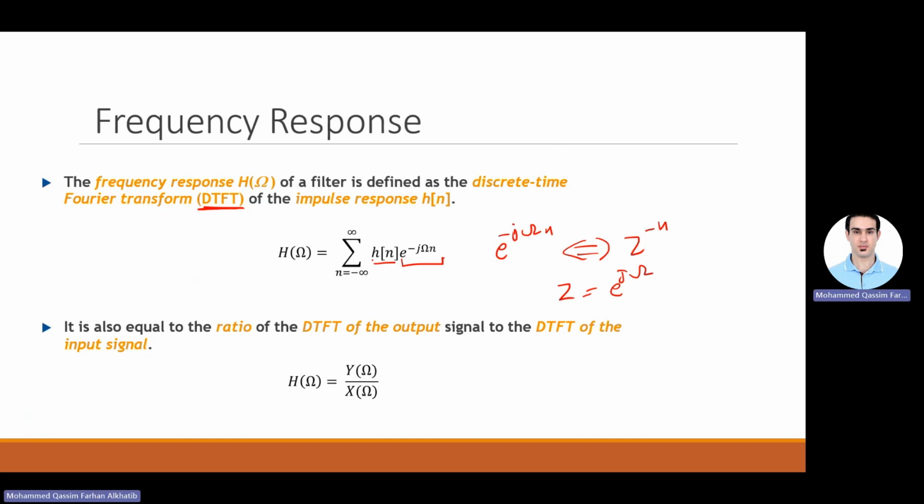So basically the frequency response is the Z transform, but instead of z, I substitute e to the power j omega. An easy way to do it is to find the Z transform and then do this substitution. All right, so that's the frequency response of this impulse response h of n. Frequency response, or transfer function in the frequency domain, is the same thing: Y of omega over X of omega.